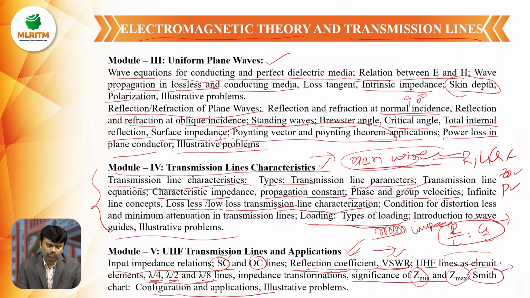So the fourth and fifth modules mainly cover the transmission line characteristics. What are the transmission line parameters? How do the characteristics vary? How will we get distortionless transmission by using this, mainly focusing on the open wire lines. So the complete five modules cover the course Electromagnetic Theory and Transmission Lines.